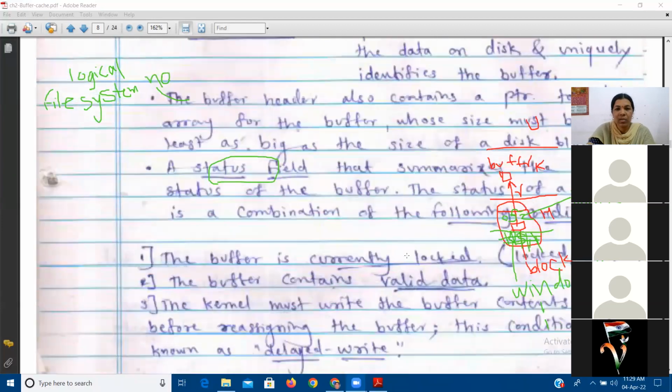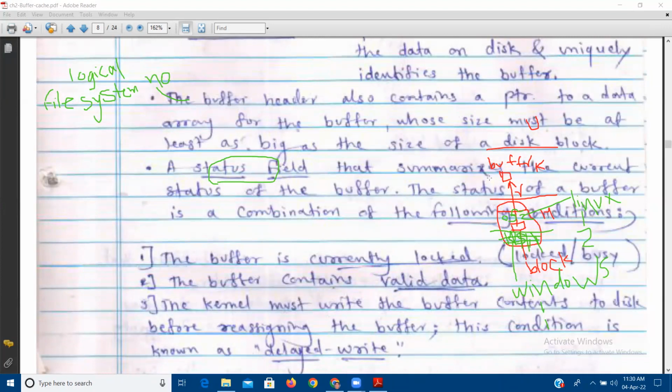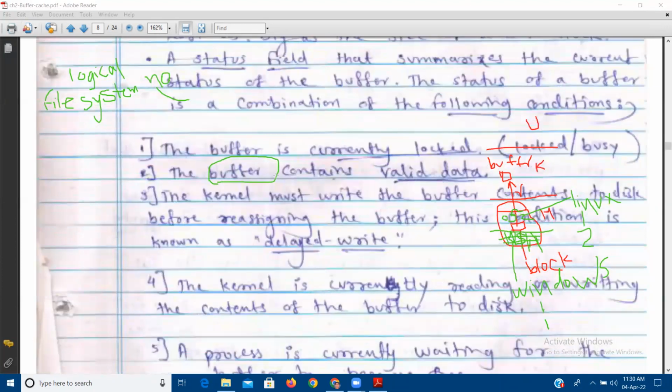Next, buffer header consists of a status field. The status field summarizes the current status of the buffer. The status of a buffer is a combination of the following conditions. So वेगवेगळे buffer चे status आहेत. So first status, the buffer is currently locked. Buffer lock कधी केला असेल? Can you guess? When will it be locked? That locked status is also called a busy status. Buffer busy कधी असेल? Can anybody tell me?